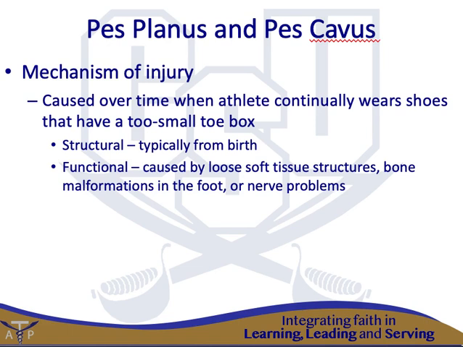So we talked about mechanisms briefly, but usually it's caused over time when an athlete continually wears shoes that have too small of a toe box. For structural pes planus, this is really by birth, so they're born with this anatomical structure and they can't change it. For functional, it's caused by loose soft tissue structures, bone malformations in the foot, or nerve problems, and they're not really able to support the foot, especially the arch in this area.